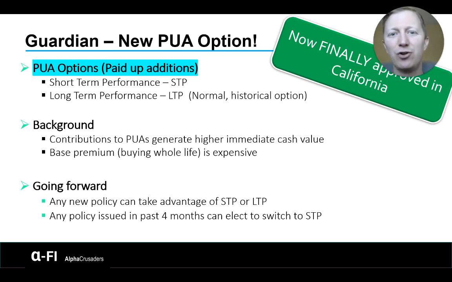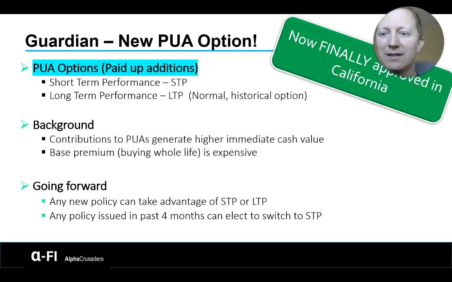The Guardian new PUA option, it's not so new, it's been out for a while, but it's finally approved in California. For whatever reason, California is slow and takes some time to get with the times, like all the other states have adopted for a while. So the short-term performance PUA option that Guardian had released months back for all other states, California has finally approved it. So let's talk about what it is and why this is important to have an understanding of when evaluating a policy.